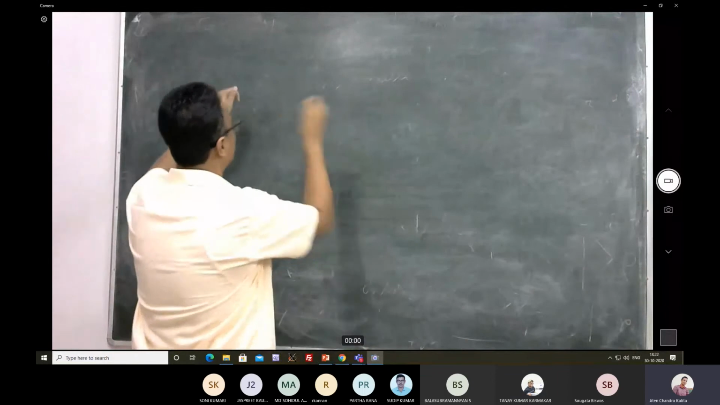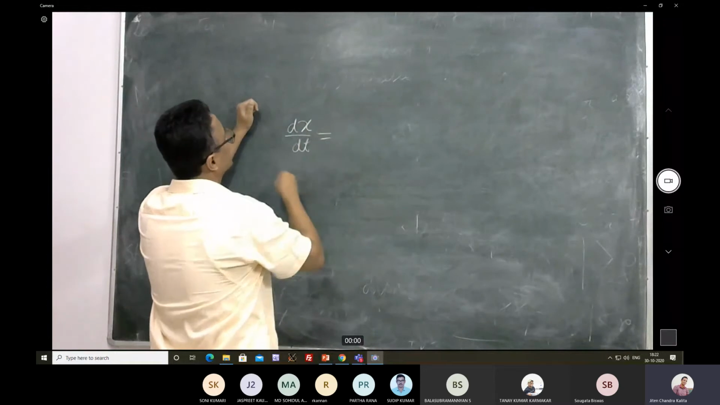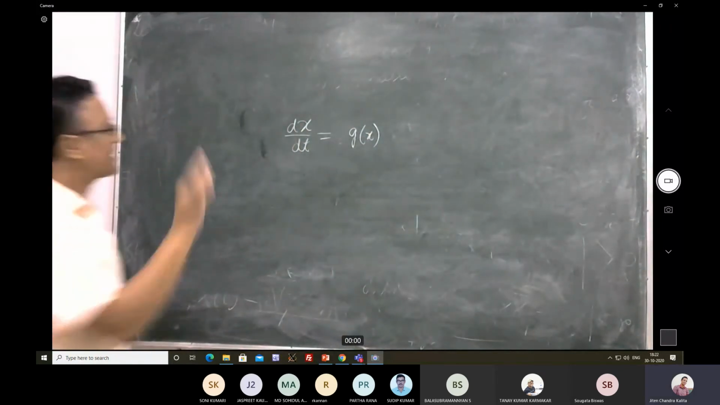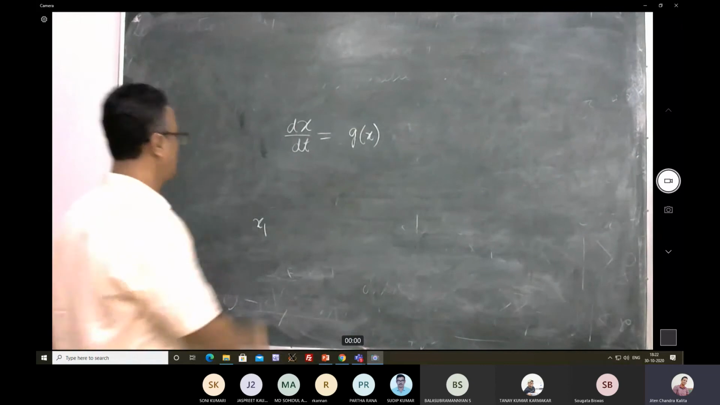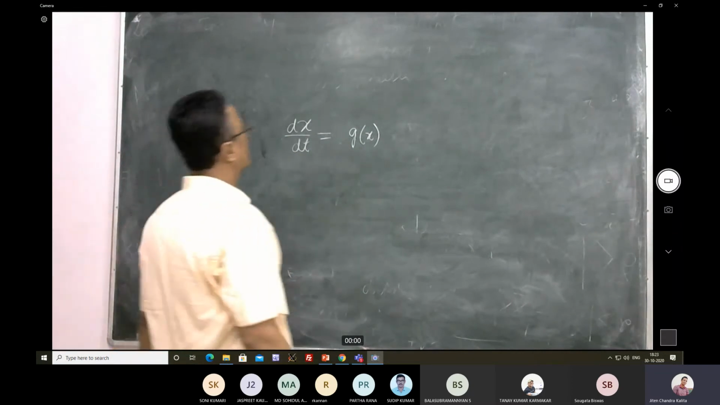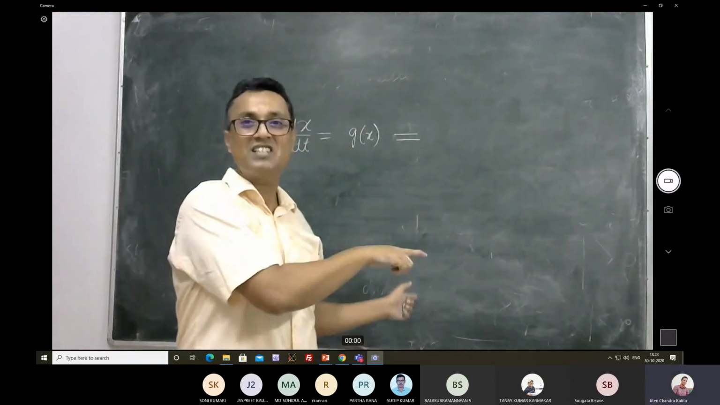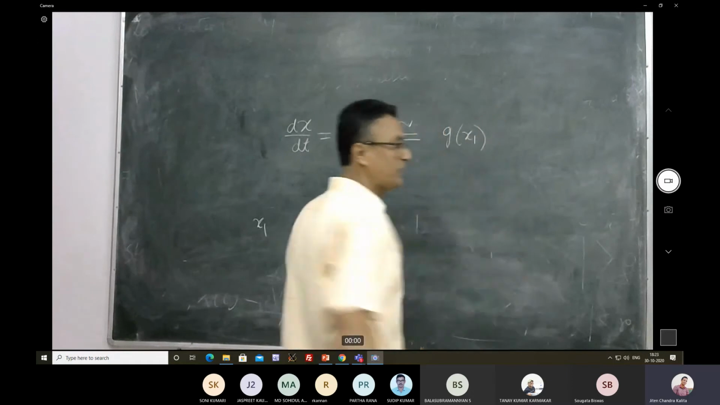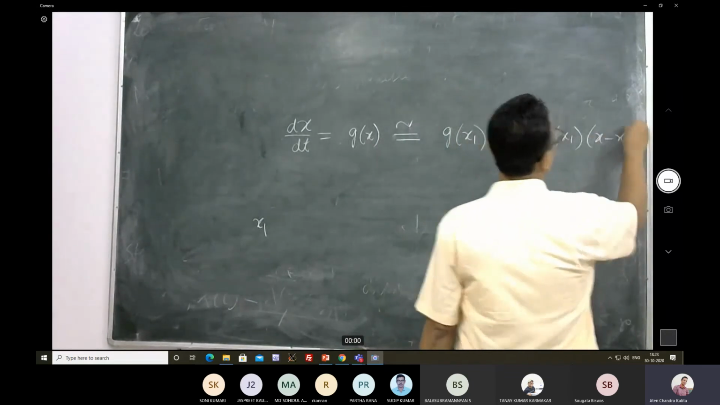Okay. So now let us simply consider this example. Suppose dx/dt is equal to simply g of x, and suppose x1 is a critical point for this system. Although it is one dimensional, this is still going to illustrate a lot of things. So I can linearize this with the tangent line approach as we just did earlier. This is approximately going to be equal to g at x1 plus g prime of x1 times (x minus x1). Is it okay with everybody?